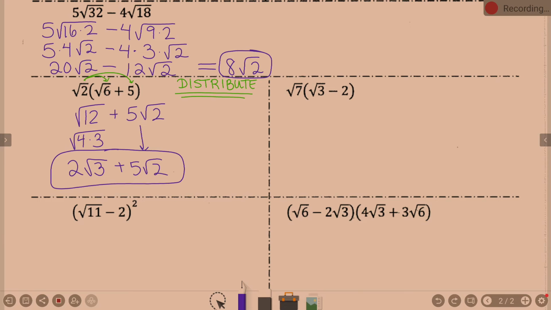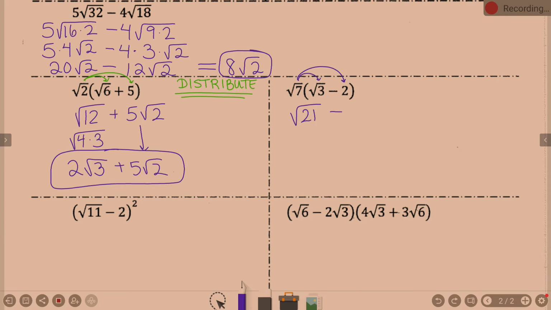Okay. Next example. Square root of 7 times square root of 3 minus 2. Distribute. So it is square root of 21 minus 2 square root of 7. Okay, so there's a number out front of the parentheses, so we're going to distribute. Square root of 7 times square root of 3 is square root of 21. Square root times square root, so you keep the square root. 7 times 3 is 21.